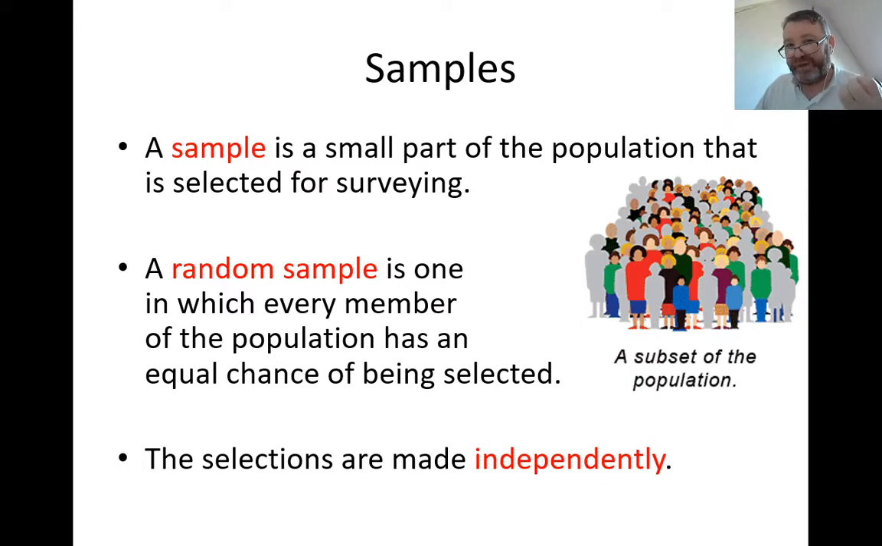So selections have to be made independently. You're not going to pick up the phone book and say, I know what I'll do, I'll ring me Uncle Fred, I'll ring me Auntie Jane, I'll ring me Cousin Joe, and I'll ring me Dad. There's me sample. No, because they're people you know. That's huge bias. So independently and randomly, that's the key thing.